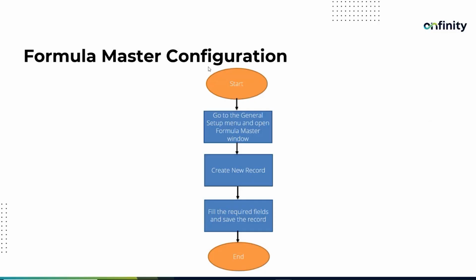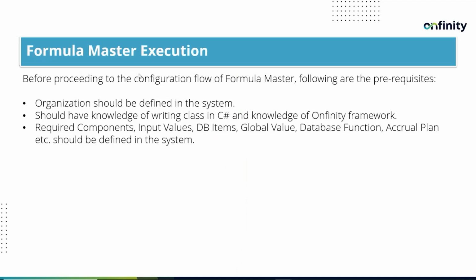How to configure Formula Master. Go to the Journal Setup menu and open the Formula Master window. Create a new record, fill out the required fields, and save the record. Formula Master prerequisites. Before proceeding to configure the Formula Master, we have the following prerequisites. The organization should be defined in the system. You should know about writing classes in C# and know the Onfinity framework. Required component input values, DB items, global values, database function, accrual plan, etc., should be defined in the system.